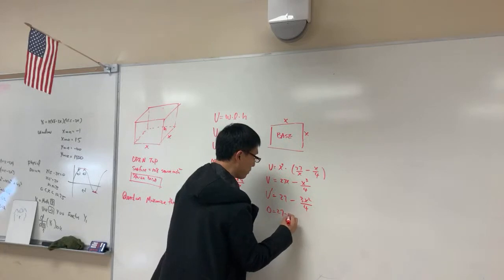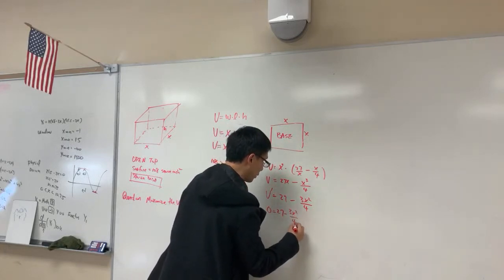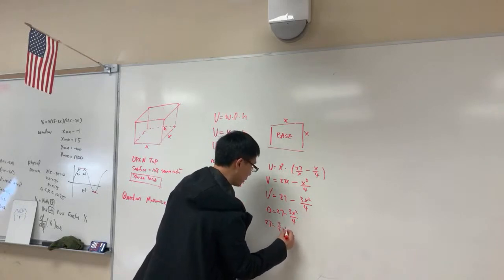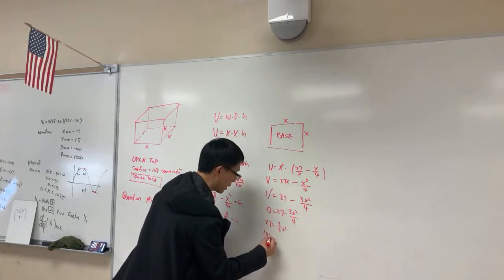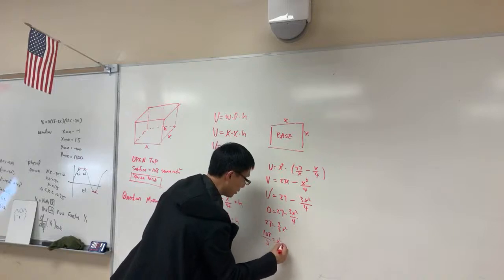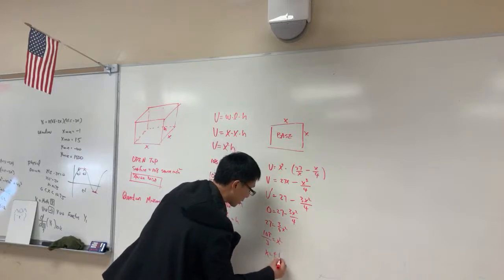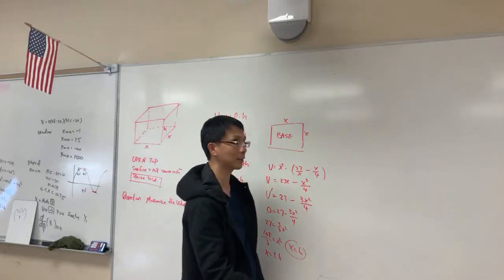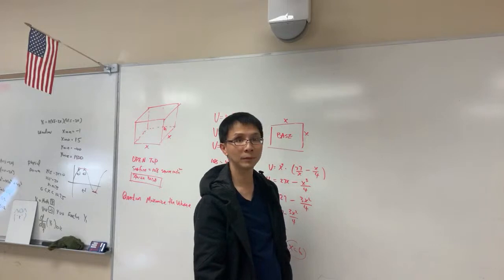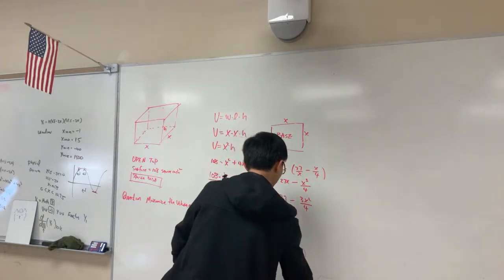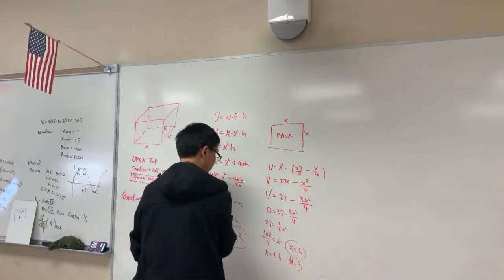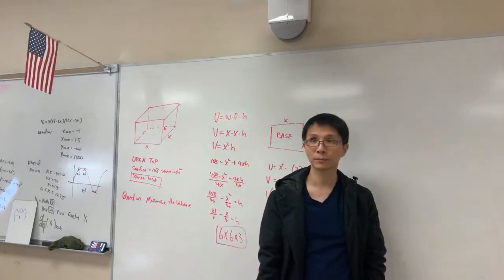0 is equal to 27 minus 3x squared over 4. So 27 is equal to 3 over 4 x squared. And this is going to be 108 over 3 equal to x squared. x is equal to plus or minus 6, and x is equal to 6 because x cannot be negative. There's no negative length. Then you can plug in, and h is going to equal 3. So it'd be 6 times 6 times 3. Questions?